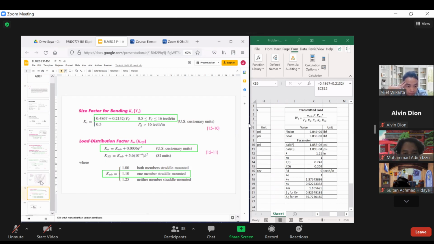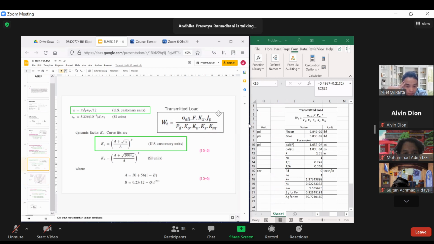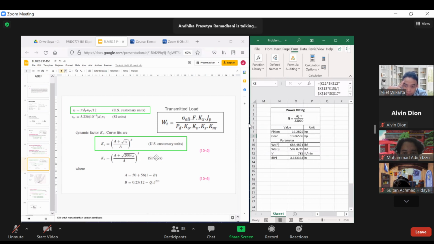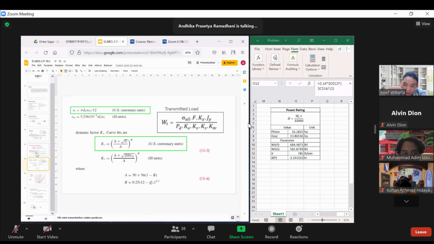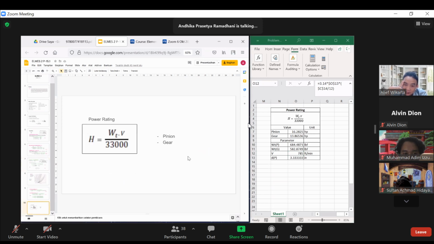After that we get all the parameters and we can find the transmitted load. The value is like in here, and then after that we can get the power rating. The transmitted load we already calculated before, and for velocity using this equation. So the transmitted rate should be 16 and 13, yes? Yes, sir.